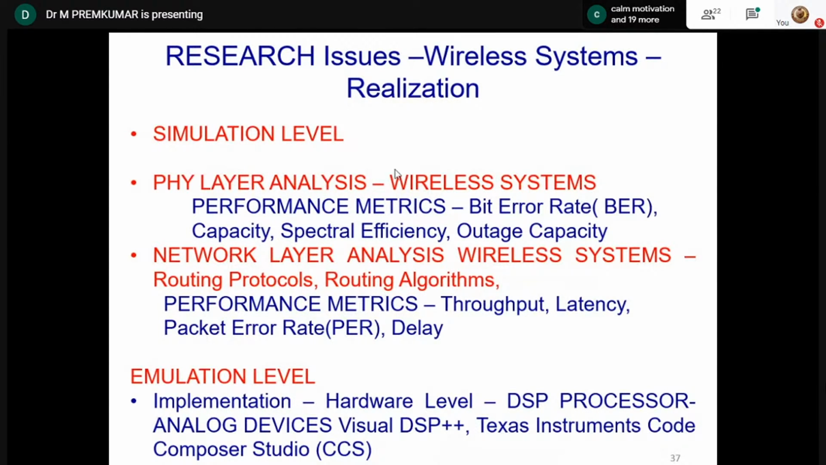You have the physical layer analysis for wireless systems. You have the network layer analysis for wireless systems. Whatever the type of signal, whether it is a one-dimensional signal or a two-dimensional signal like an image, at the baseband section, or the physical layer, the performance metrics are probability of error or bit error rate, and capacity. These are the two most commonly used metrics to analyze the performance of any wireless system.